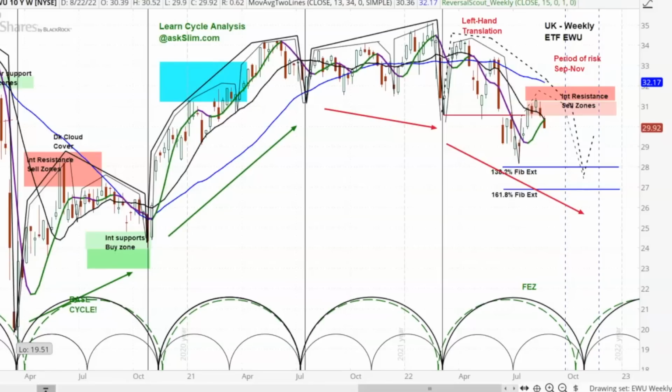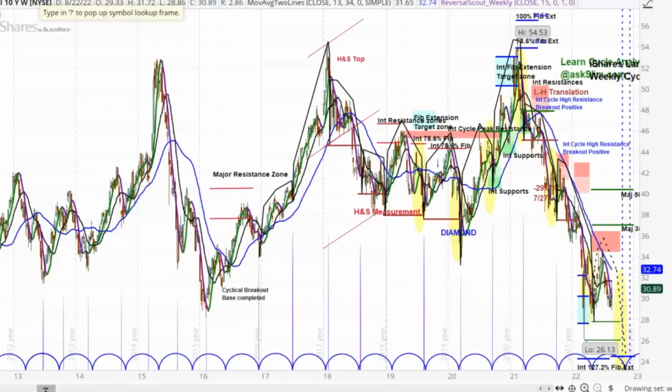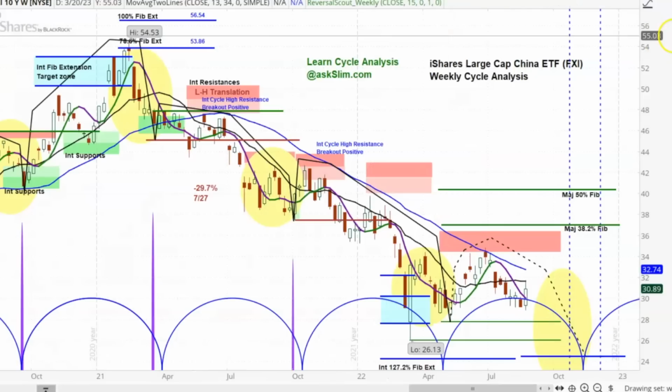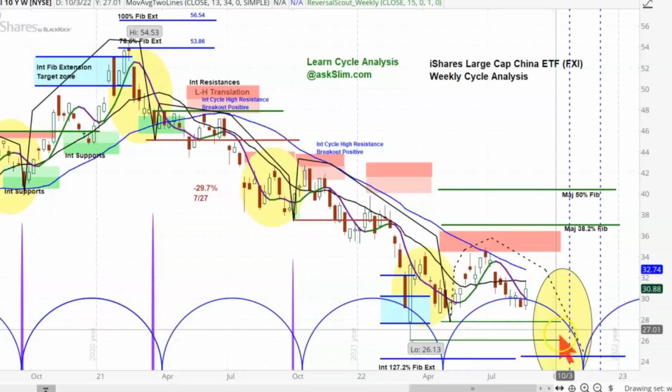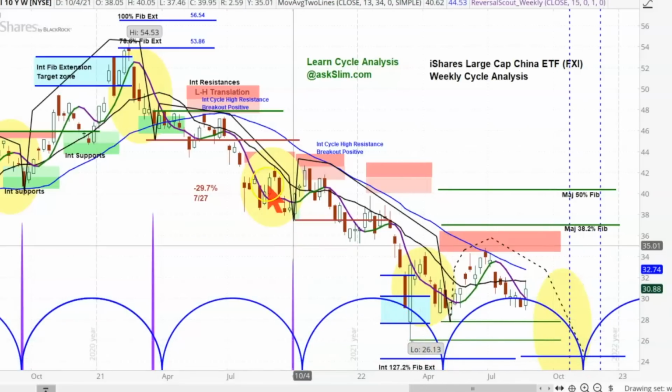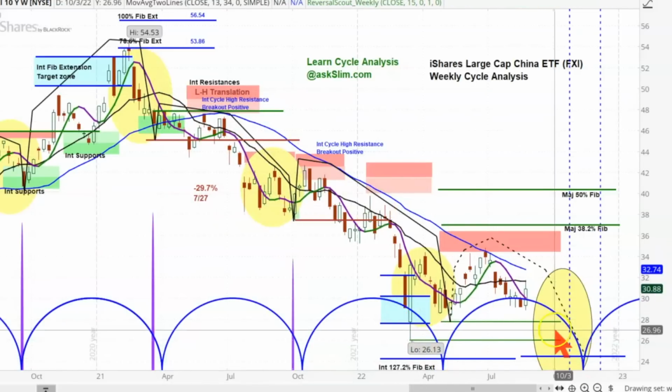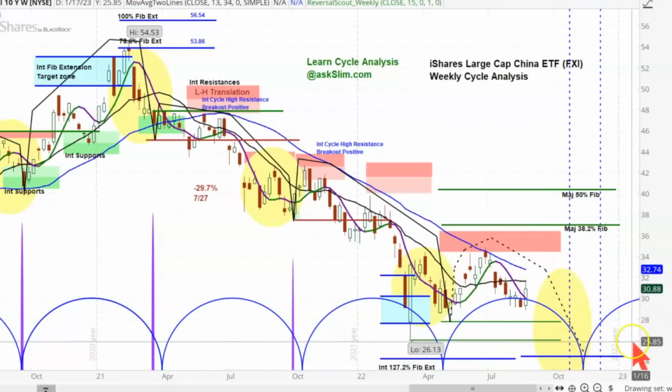Let's take a look here as we switch over and look at FXI, which is the Chinese market. And you can see in here a very similar condition. Now, these yellow ovals that we're looking at are periods of risk. That is where these cycles are in their final stages. And you can see you get these sell-offs in each one of them. And now we're coming right into here. This is into October and November.